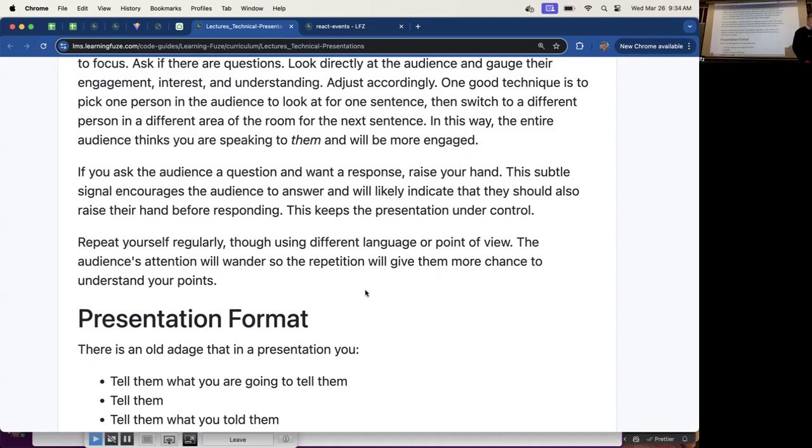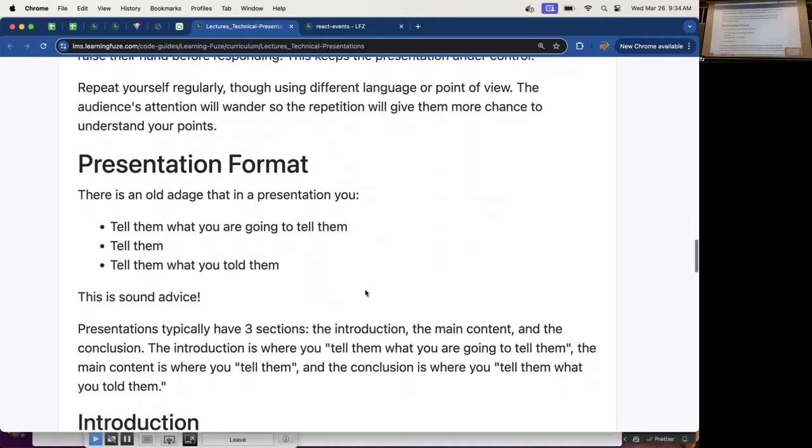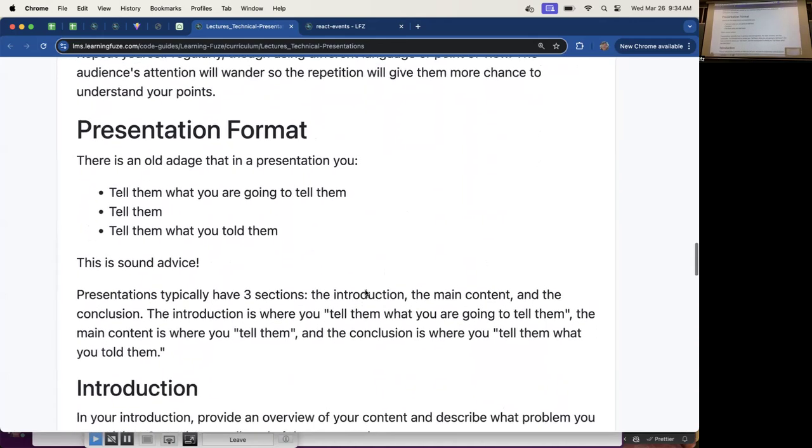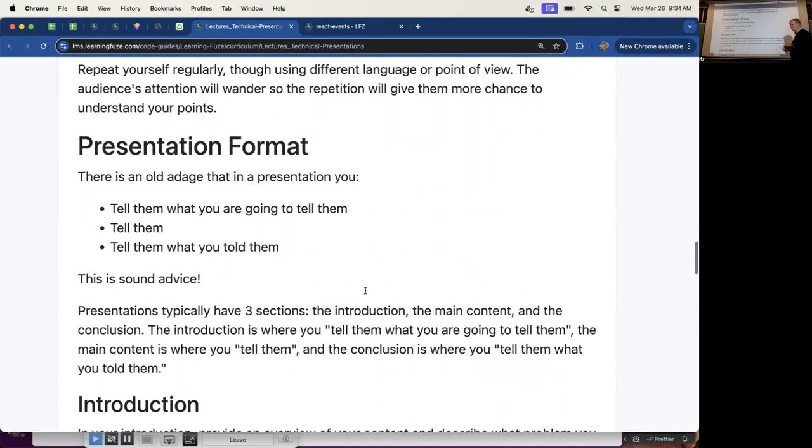In many ways. All right, let's talk about the format. How do I put my slide deck together? This is all about how I put my slide deck together. Have you ever heard this? Tell them what you're going to tell them, and then tell them what you told them.